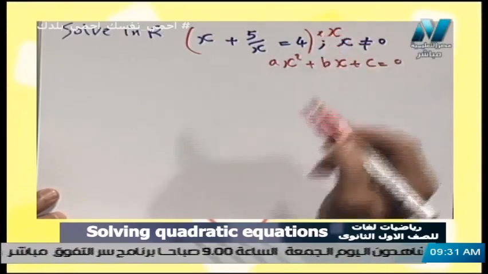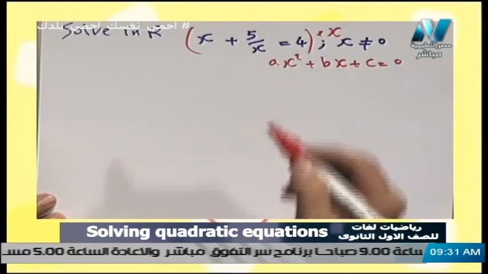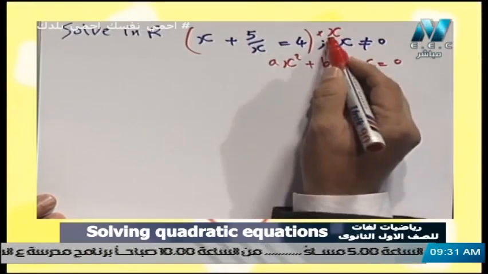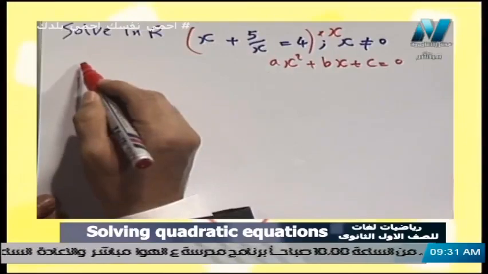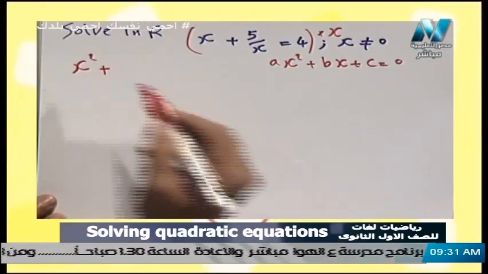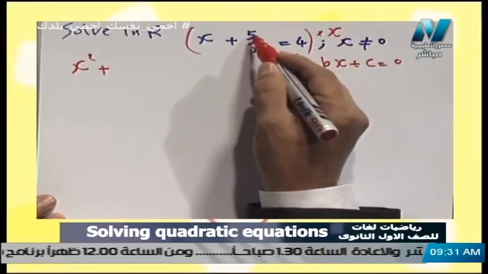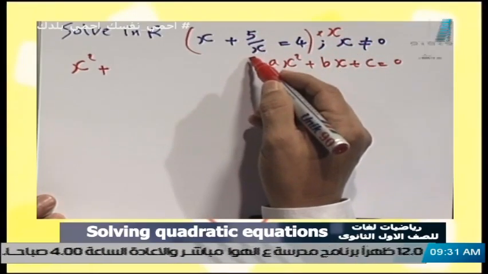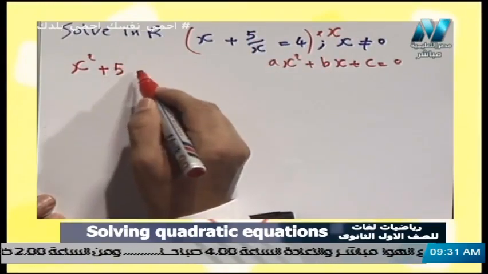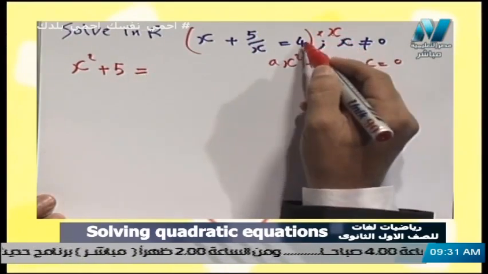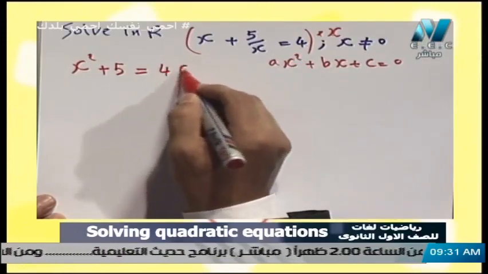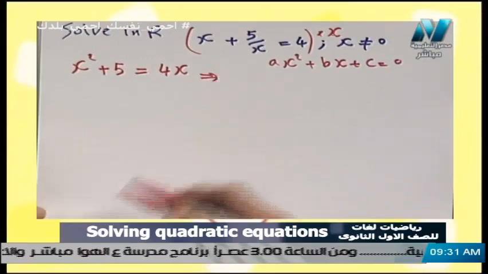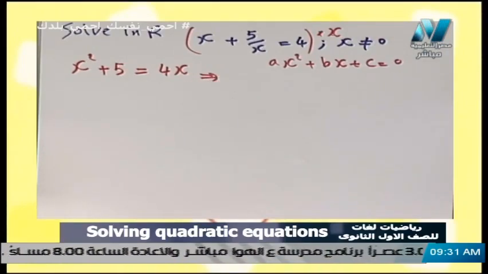So when we multiply it by x to cancel this denominator, which is x, x multiplied by x here, of course, will be x power 2. x multiplied by 5 over x, we cancel x by x, and the answer will be 5, equal x multiplied by 4, it will be 4x, of course. And we will put this equation in this form.